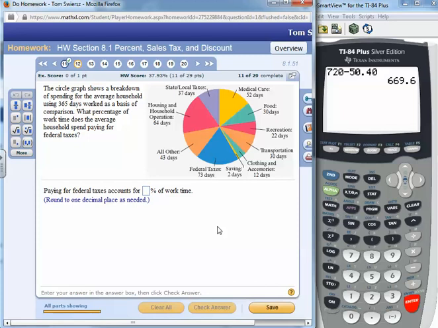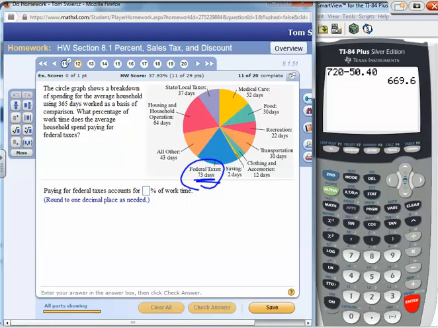All right, number 12, the circle graph shows a breakdown of spending for the average household using 365 days worked as a basis of comparison. What percentage of work time does the average household spend for paying federal taxes? Okay, so let's go ahead and find out how much time is spent for federal taxes. If we look, oh, there it is. Federal taxes is right here.